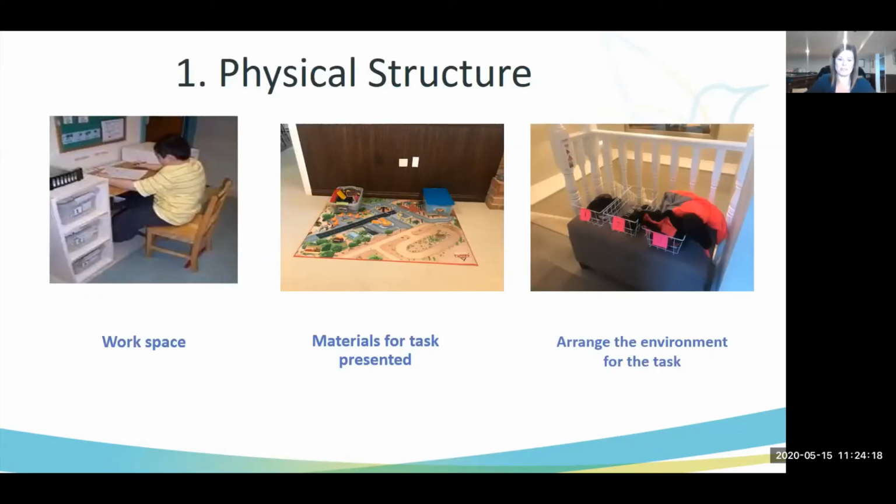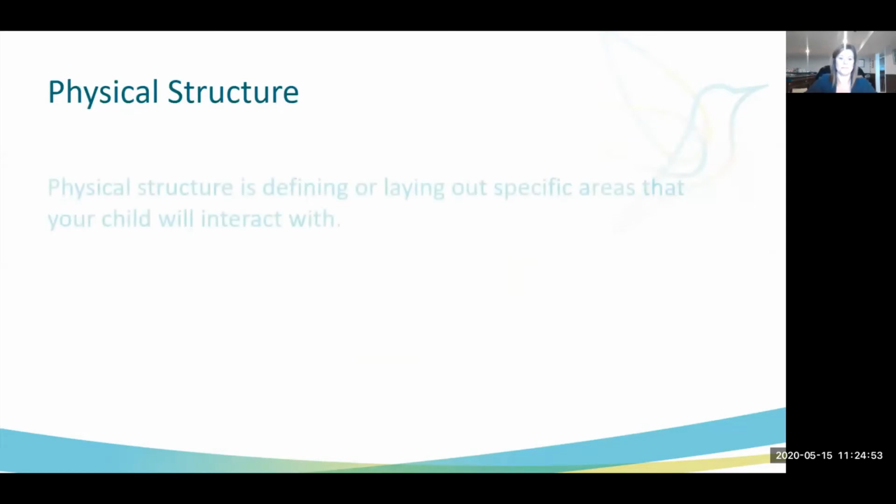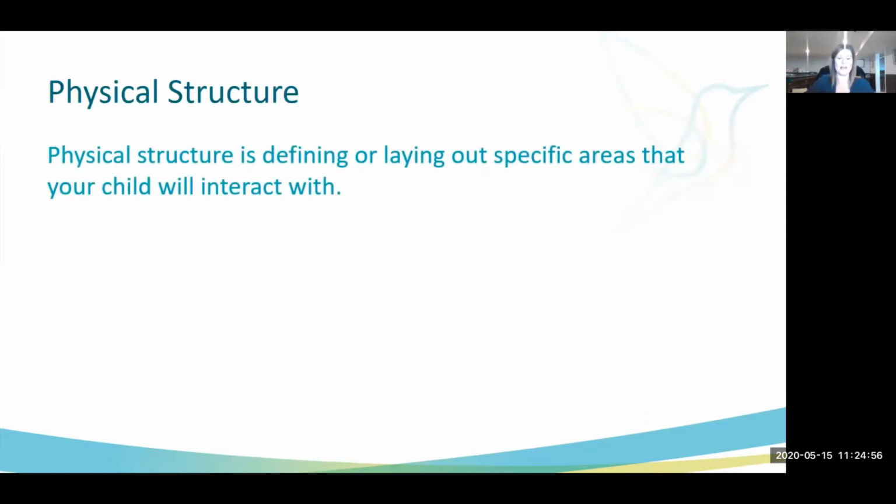Here's an example of physical structure. Physical structure is defining or laying out specific areas that the child will interact with. So areas to consider within your home are play areas, work areas, so where your child will work independently or with an adult, quiet and sensory areas at your home. You can visually define any area that you'll be teaching the skill in: the bedroom, the bathroom, the kitchen, dinner table, laundry room. The list goes on and on. So physical structure is defining or laying out specific areas that your child will interact with.